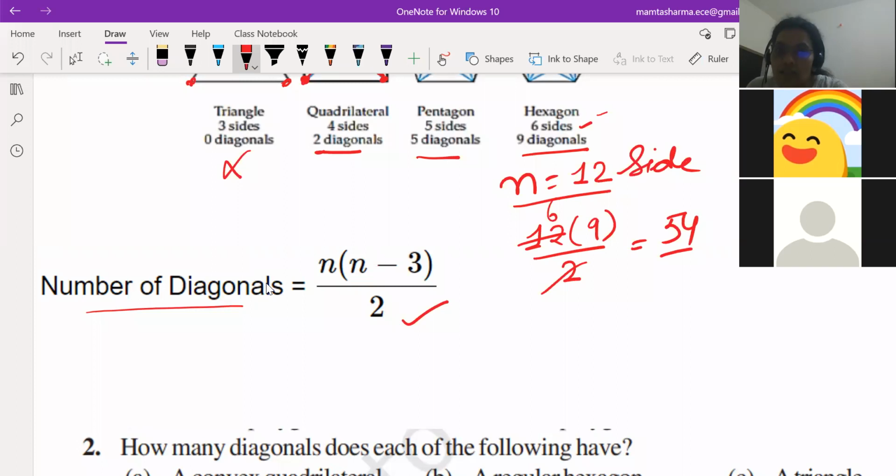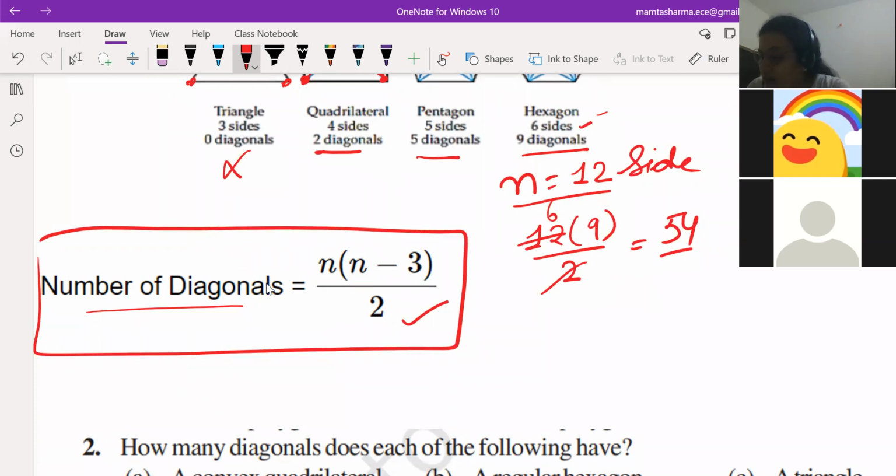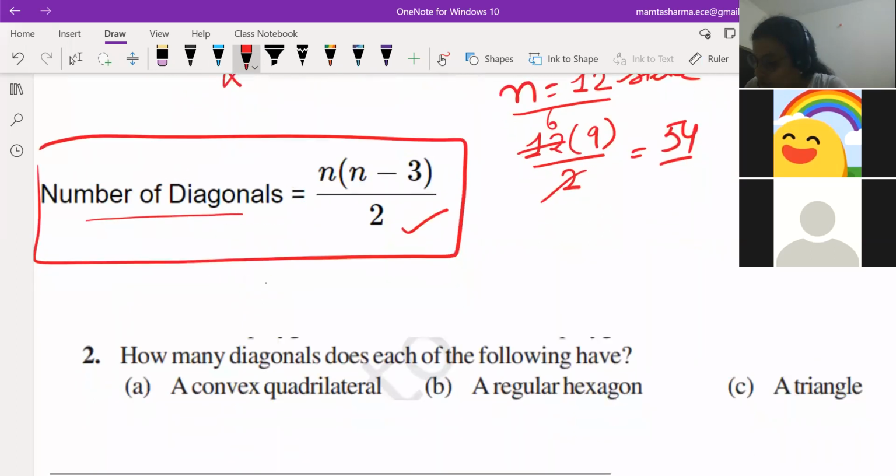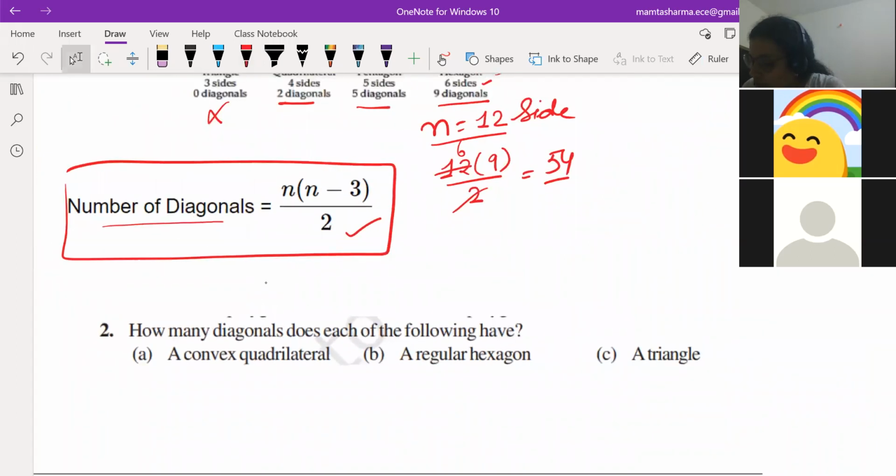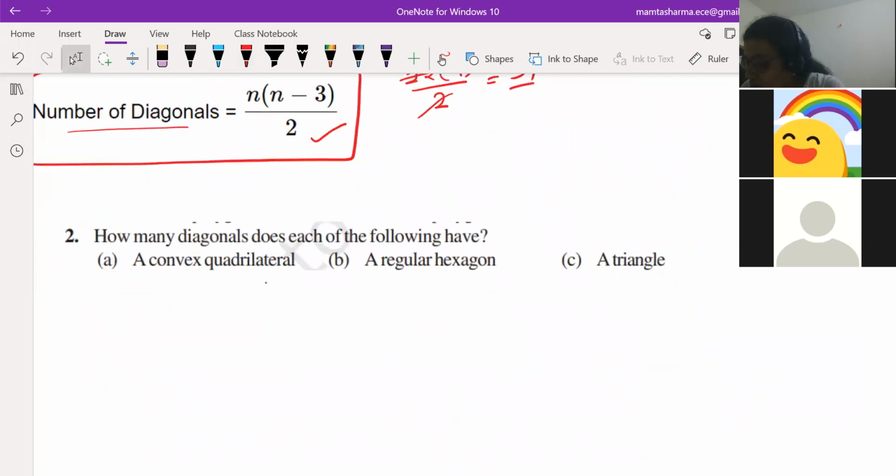Up to 6 sides you can draw and count, but above 6 it is not easy to count. So use this formula: the number of diagonals would be n into n minus 3 by 2. Now, tell me how many diagonals each of the following has. Now let's do the questions.